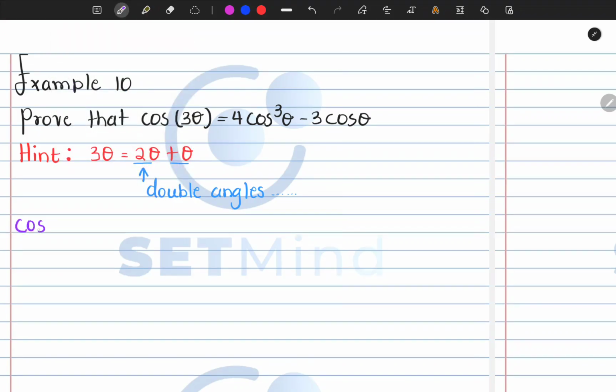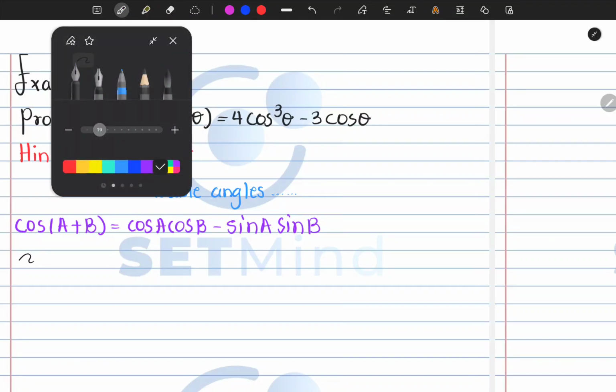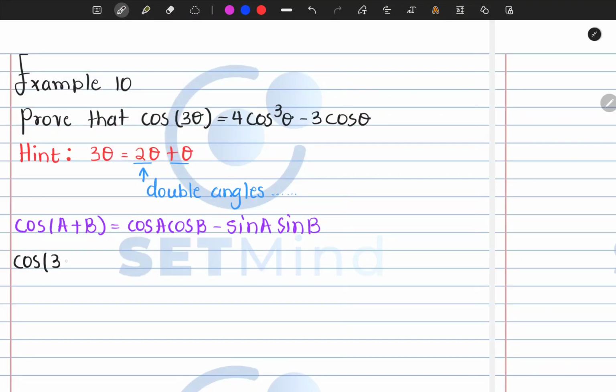So what we are going to use here is the idea of cos of A plus B, which we covered earlier. This is cos of A, cos of B, then minus sine of A, and then sine of B. So let's go ahead and deal with this. So our cos of 3 theta will be cos of 2 theta plus theta, which will be cos of 2 theta multiplied by cos theta minus sine of 2 theta multiplied by sine of theta.